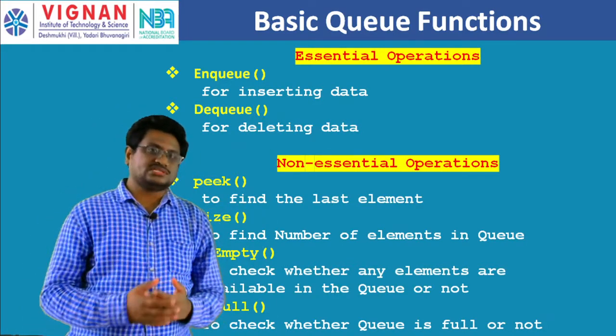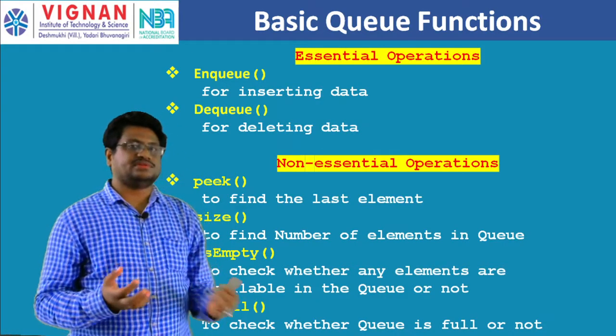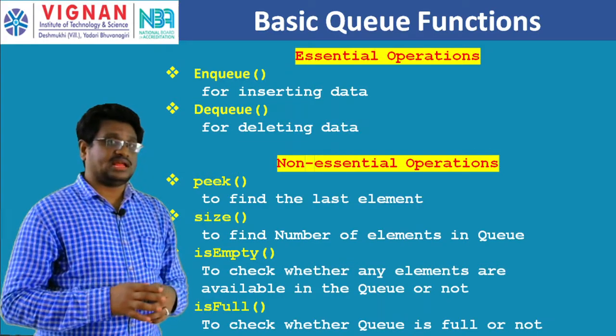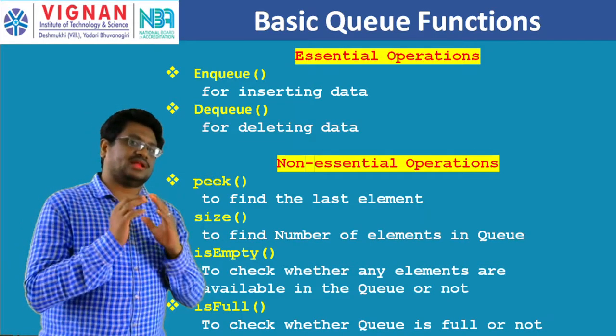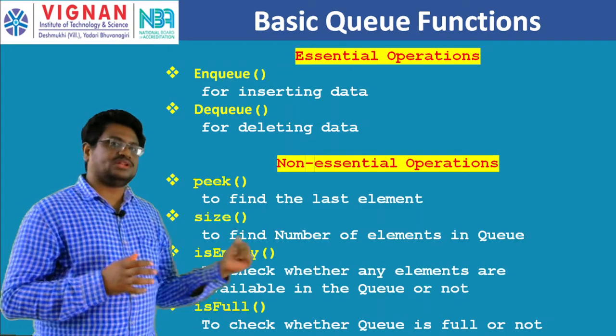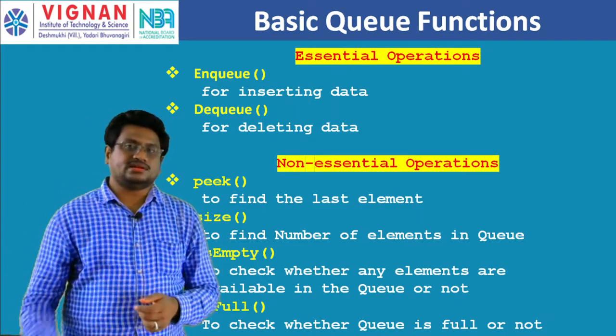Alright. If I want to insert a value, I need a space. So I will check whether it is full or not. If it is not full, I will insert. If I want to delete, I need at least one element available in the queue. So I will check whether it is empty or not. If it is not empty, then only I can delete the element.